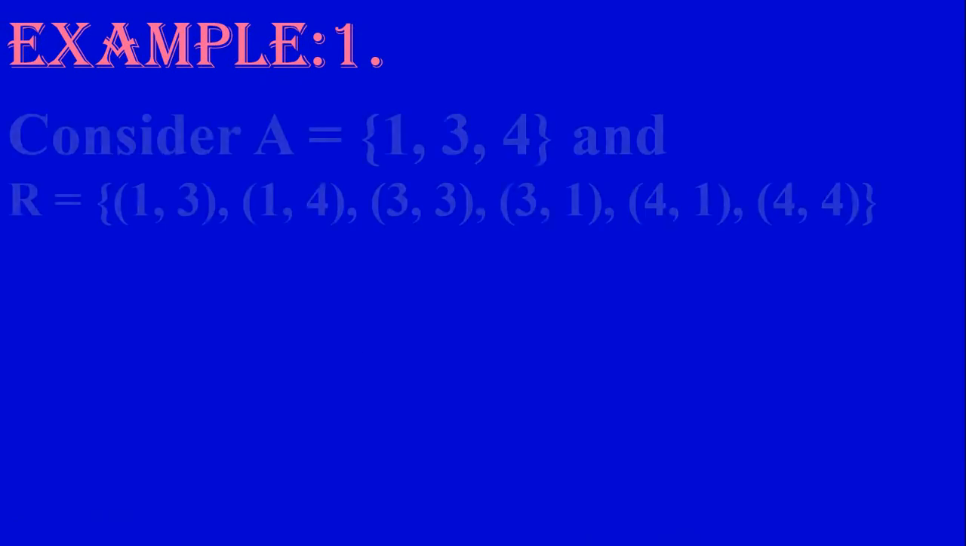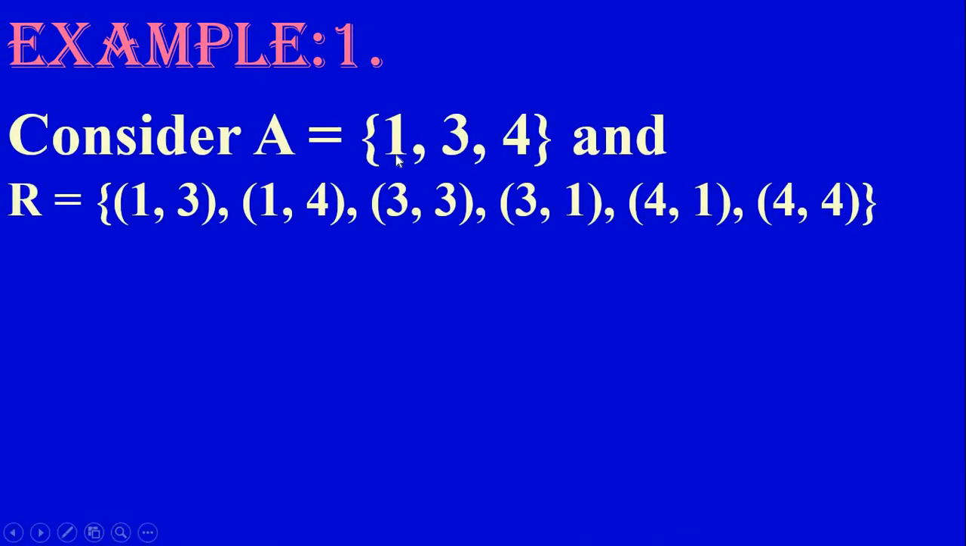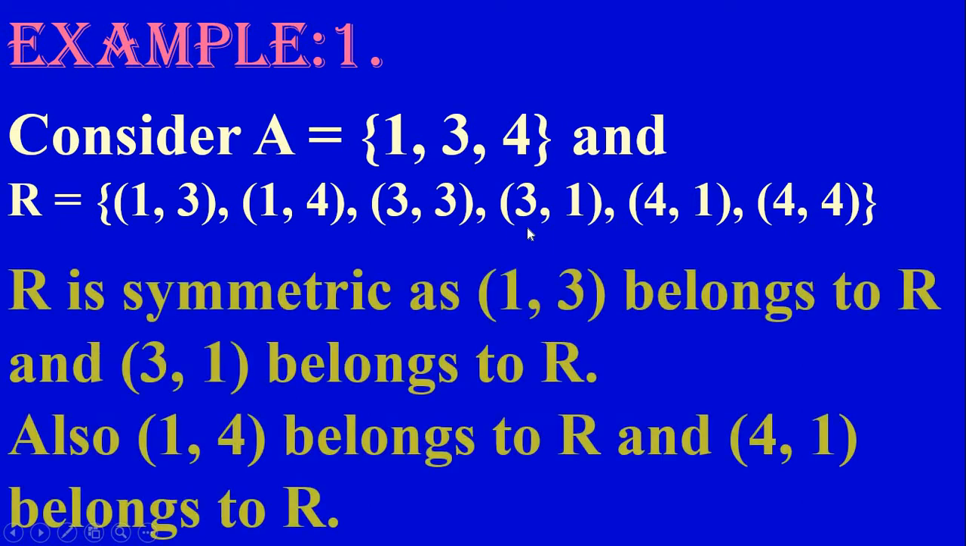We consider an example. Consider the set A equal to {1, 3, 4} and the relation R = {(1, 3), (1, 4), (3, 3), (3, 1), (4, 1), (4, 4)}. Here we have (1, 3) and (3, 1) is also there, and we have (1, 4) and (4, 1) is also there. So (3, 1), (1, 3) is there, (4, 1), (1, 4) is there. Therefore this relation is symmetric. R is symmetric as (1, 3) belongs to R and (3, 1) also belongs to R. Same type, we have (1, 4) and (4, 1). So therefore this relation is symmetric.